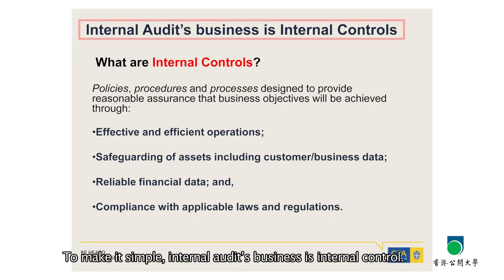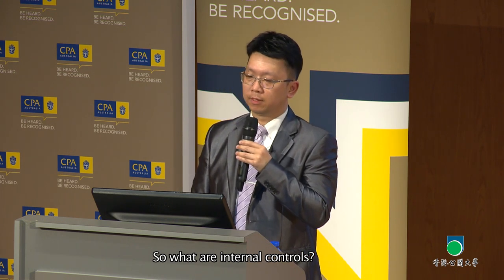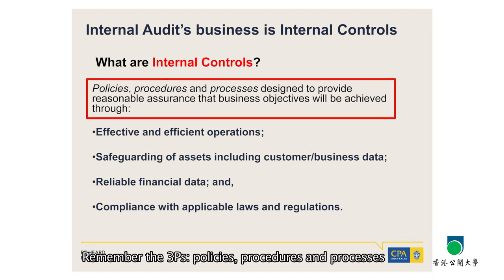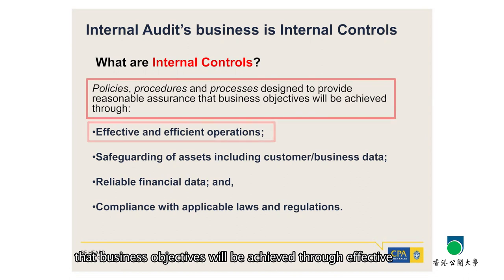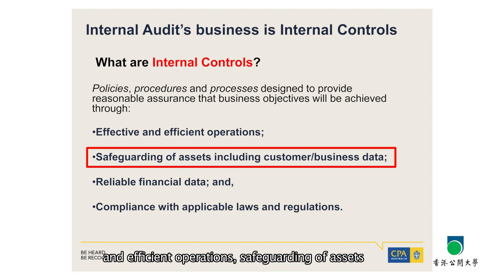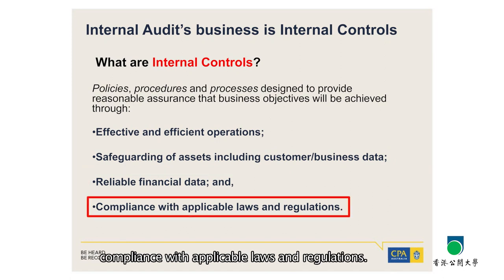To make it simple, internal audit business is internal control. So what are internal controls? Remember 3P. Policies, procedures, and processes designed to provide reasonable assurance that business objectives will be achieved through effective and efficient operations. Safeguarding of assets, including customer business data, reliable financial data, and compliance with applicable laws and regulations.